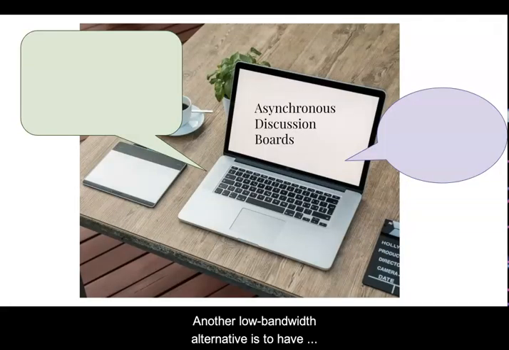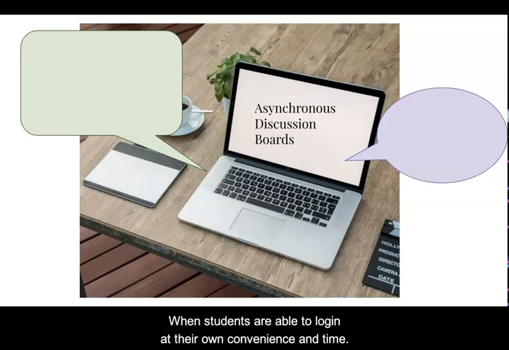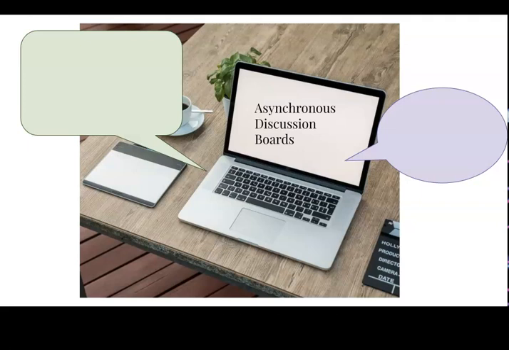Another low bandwidth alternative is to have asynchronous discussion board conversations. When students are able to log in at their own convenience and time, sometimes they're able to find internet access, post at that moment, and then move on. Whereas if you require a synchronous discussion where everyone must be online at the same time, not all students can access those types of internet speeds needed at those particular times.